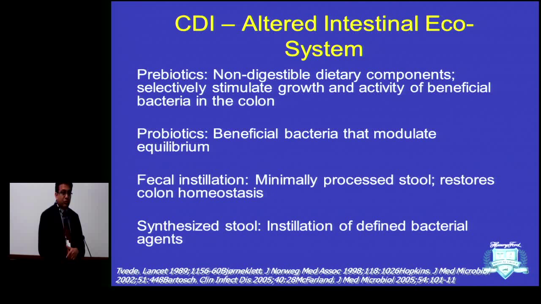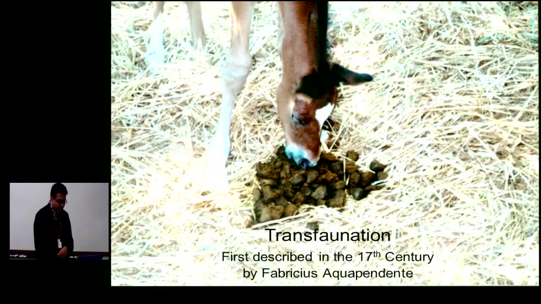Or we can do synthesized stool. We have not gotten there yet. So the only thing we are left with is fecal instillation. This is something that has been around, well known since the 17th century. Animals are far more advanced in thinking about fecal transplant than human beings, and they know what to do. They eat poop if they have diarrhea, and that takes care of their diarrhea. And farmers have been routinely using normal stools and instilling into diarrheal stools for horses. So it's been going on for at least 100 years in the farm animals.